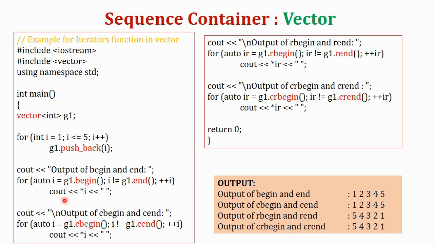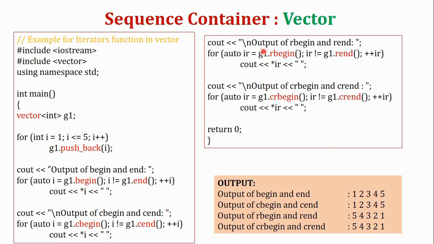And next one is the output of cbegin and cend. Similarly, here we are using a for loop. Now we are using cbegin and we are going to verify until the end of the vector. Then we are going to increment. We are going to get the value from the vector, then display it. For example, 1, 2, 3, 4, 5, because only 5 values are inserted in the vector, right? It will show the same result.